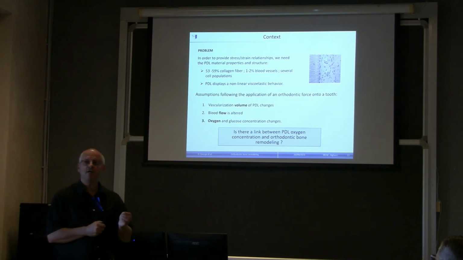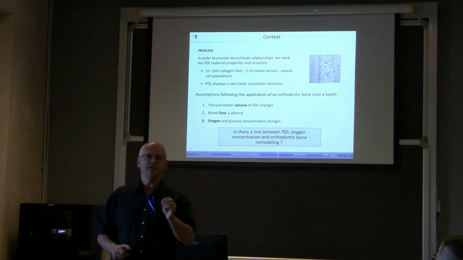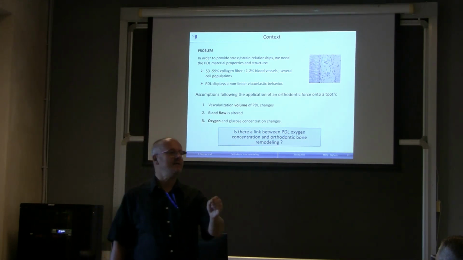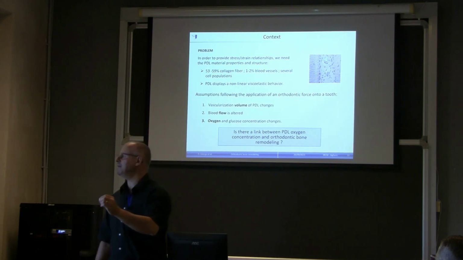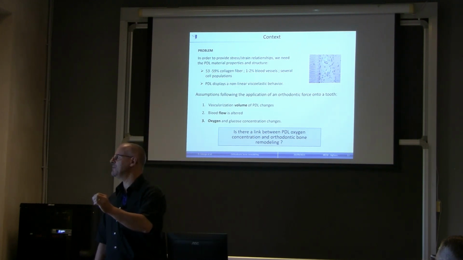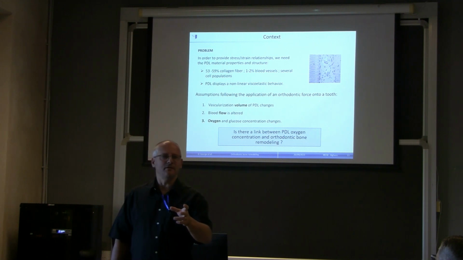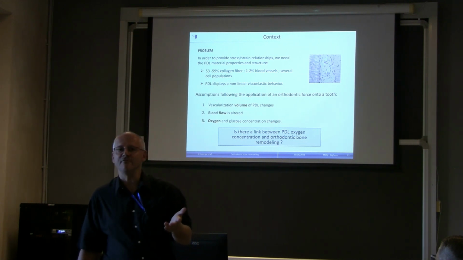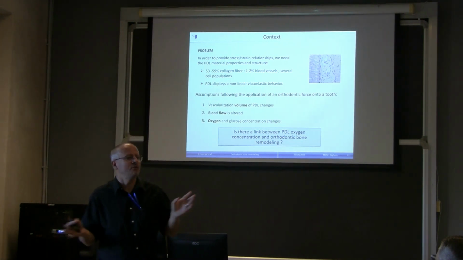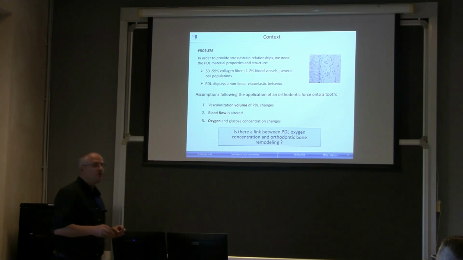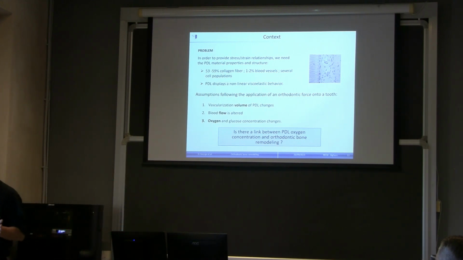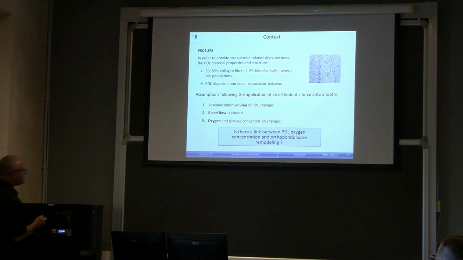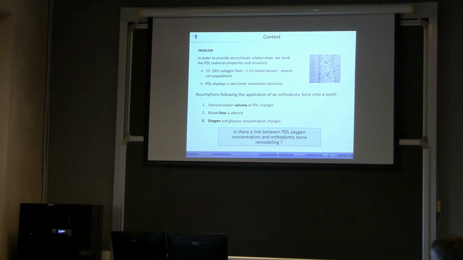This is important. Why is it important? Because oxygen and sugar are the main parameters, what is needed by the cell to survive, to live. If they have no glucose, no oxygen, the cell dies, basically. So you need to have an input. So they are driving parameters that we look at. So the question is, is there a link between PDL oxygen concentration and orthodontic bone remodeling?